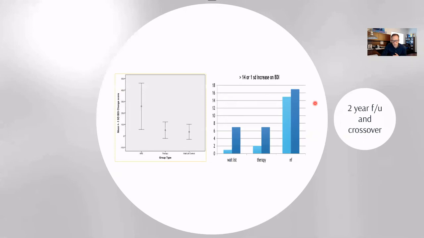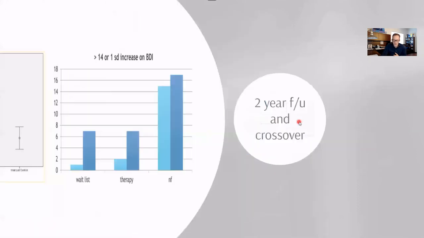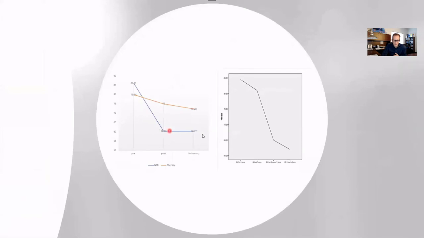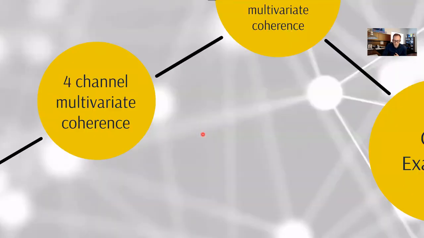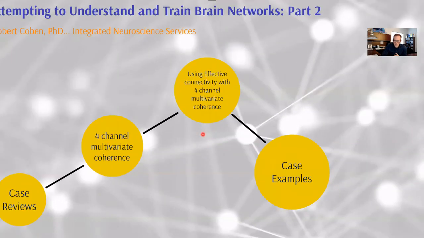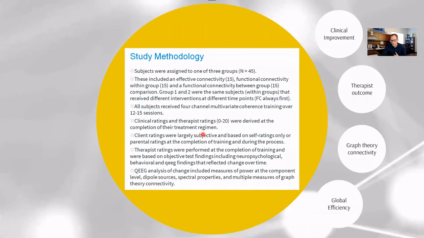We also showed improvements in depression that far outweigh those of psychotherapy and a waitlist control group. And at 2-year follow-up, these individuals maintained their level of improvement, which you can see here. So in multiple samples, sorry to go through so quickly, we've seen dramatic improvements with this type of intervention.